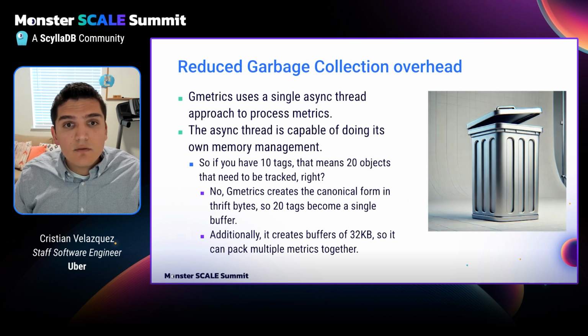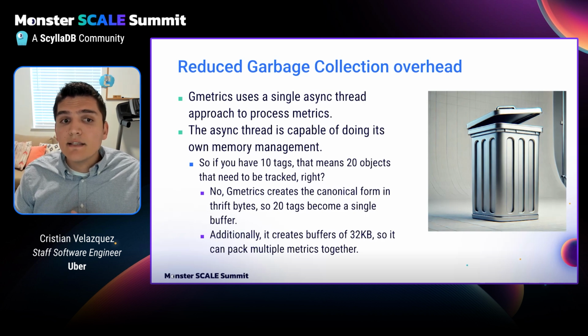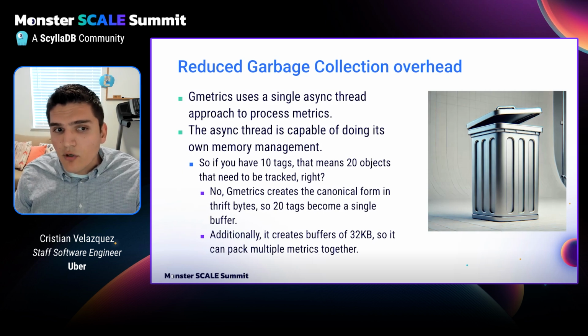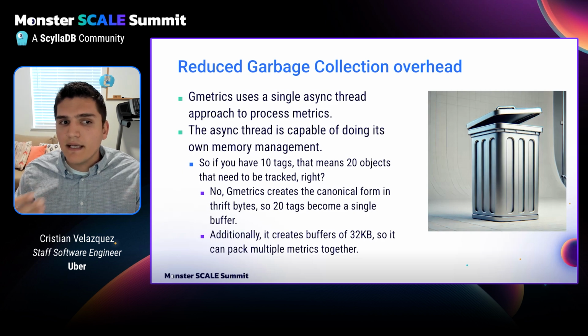Then the second point is we reduce garbage collection overhead. So Gmetrics, as a difference from Tally, basically creates a single asynchronous thread that is going to be processing the metrics. Because we have this, it is easier to do memory management. This is not to say that having multiple threads makes it impossible to do memory management, but having a single thread makes this very easy. So we are doing our own memory management.